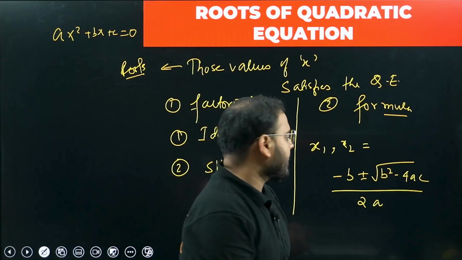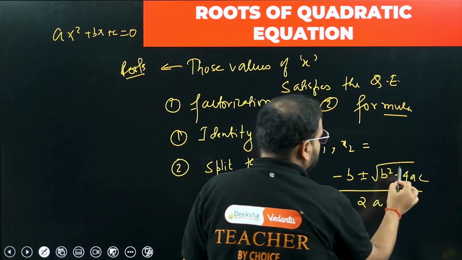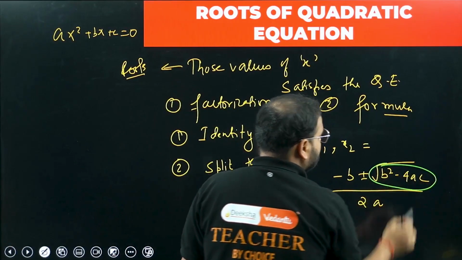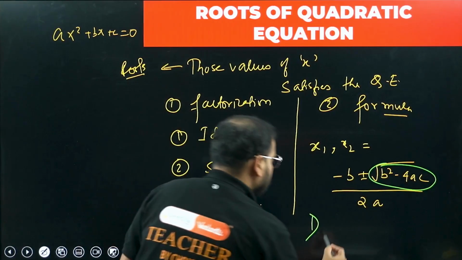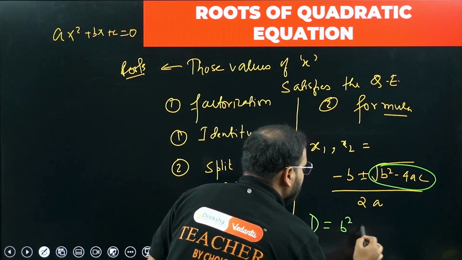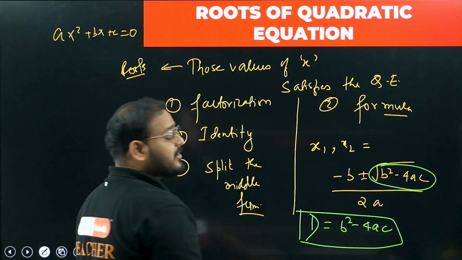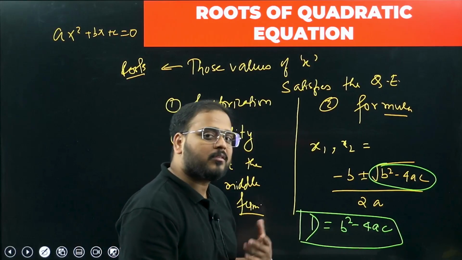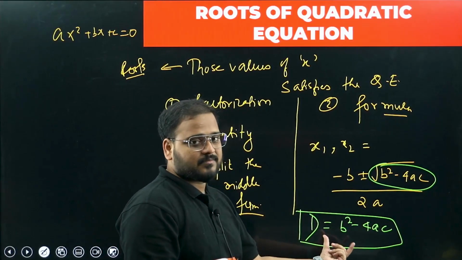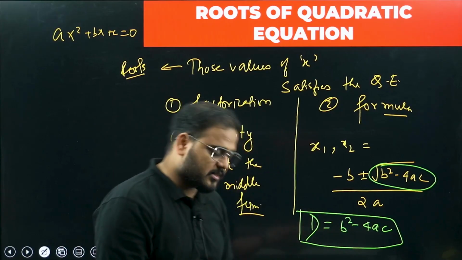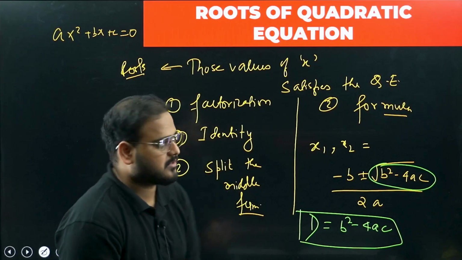If you check carefully, this particular parameter is called separately the discriminant D. D is given by b square minus 4ac. This parameter is used to understand the nature of roots without solving for them. We don't have to solve for the roots to understand their nature. For that reason, we call this quantity the discriminant. I hope it's clear for you.